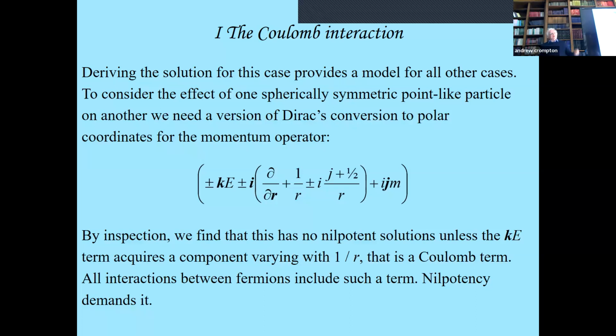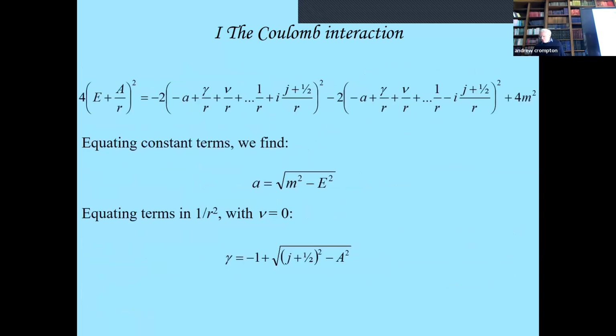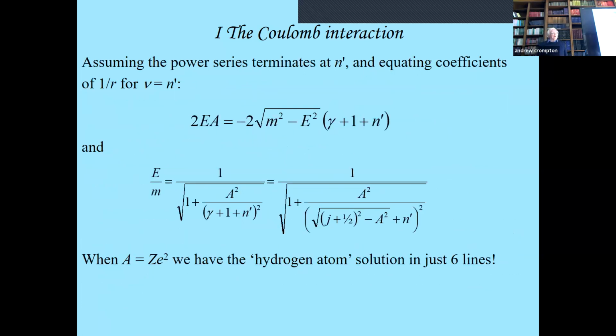There's no way it can actually be zero unless E has a 1 over R term in it. 1 over R is a Coulomb potential. So simply from spherical symmetry, you've got a Coulomb term for every one of these interactions, just by spherical symmetry and nilpotency. So the K must have a 1 over R term like that. Once I put that in, then it's a doddle. I can do it in 6 lines. There we are. That's the whole solution in 6 lines.